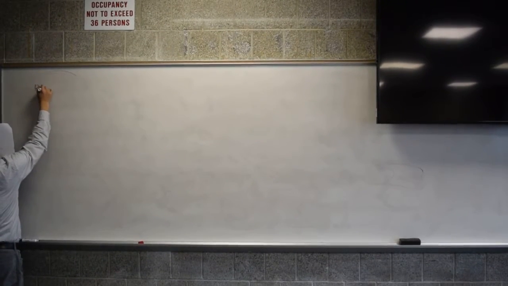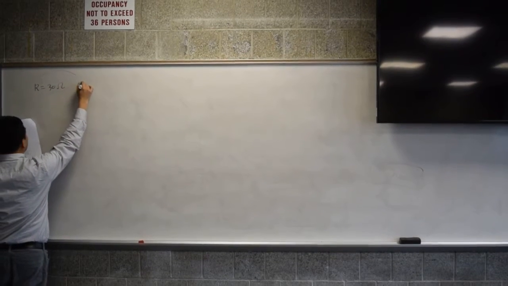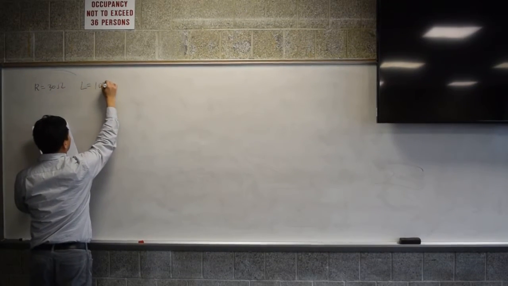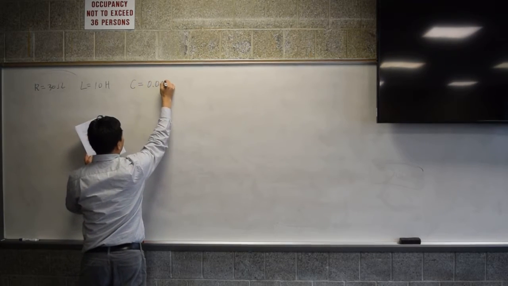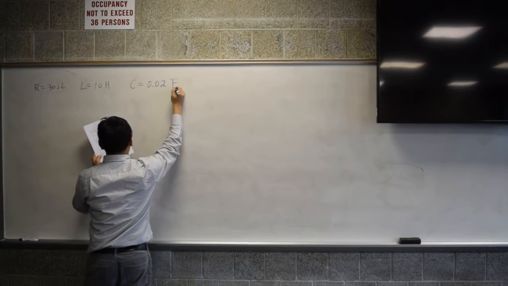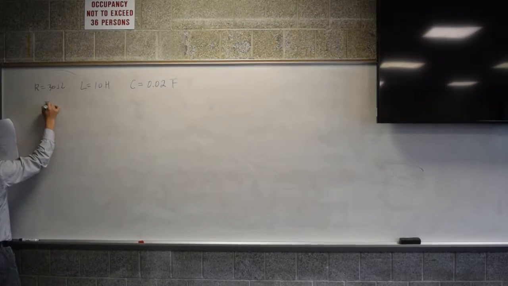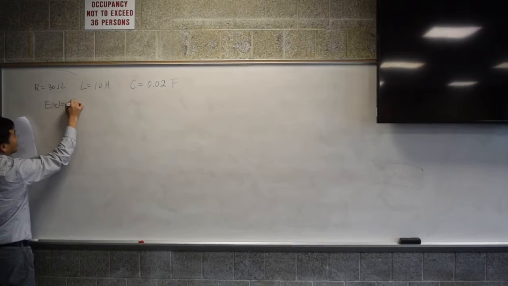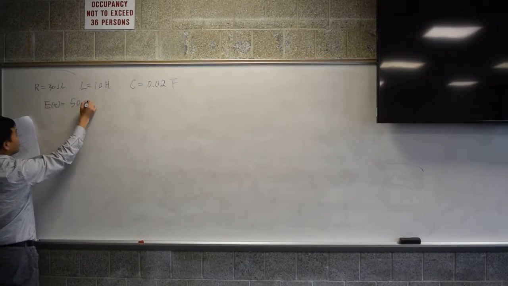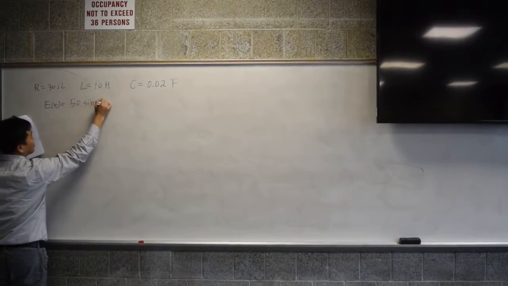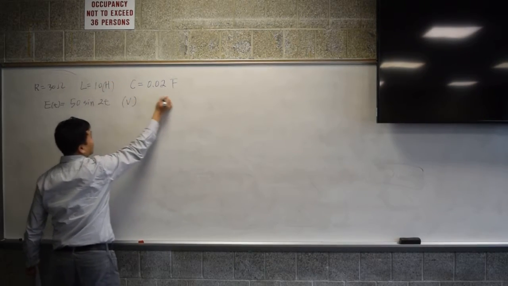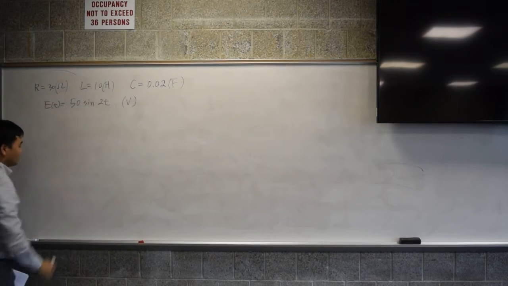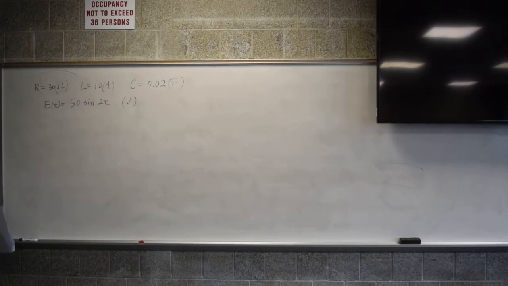Try this one. Suppose I have R equals 30 ohms, inductance equal to 10 henries, and capacitance equal to 2.02 farads. And let's say your external voltage supplied to this LCR circuit is 50 sine 2t volts. These are just units. Okay, how do you solve this system?